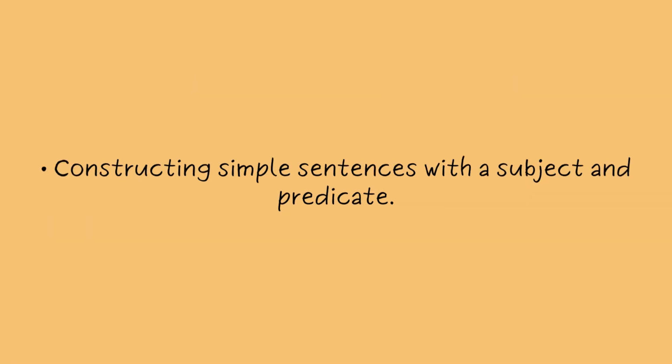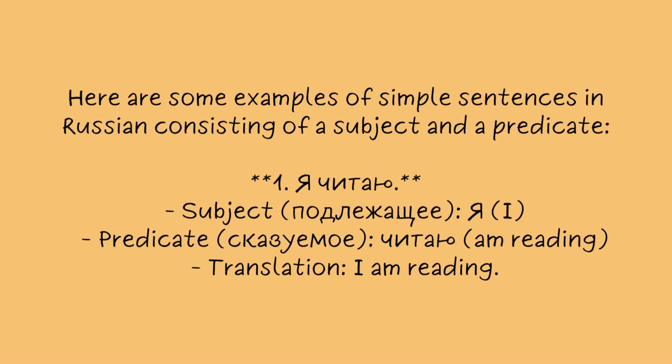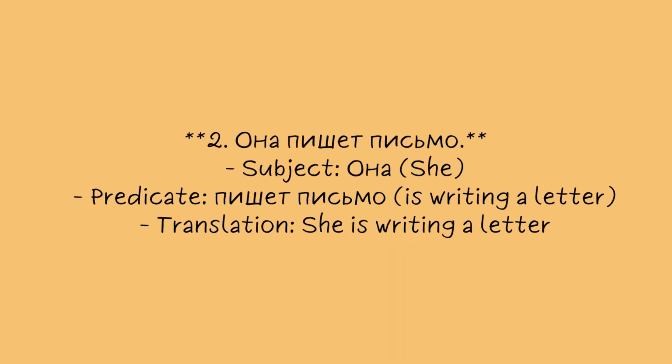Constructing simple sentences with a subject and predicate. Here are some examples of simple sentences in Russian consisting of a subject and a predicate. Я читаю. Subject, подлежащее: я. Predicate: читаю. I am reading. Она пишет письмо. Subject: она. Predicate: пишет письмо. She is writing a letter.